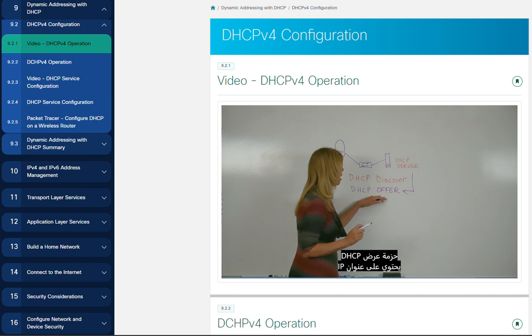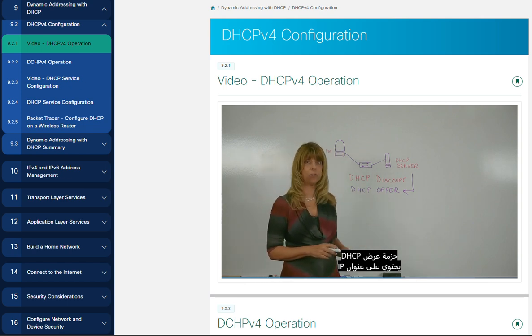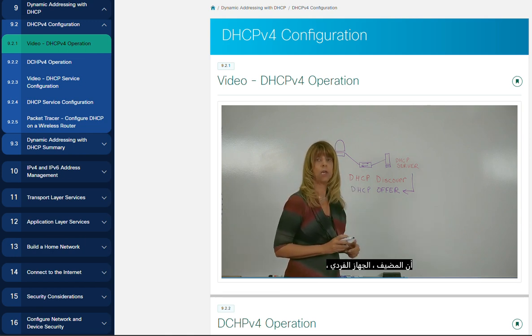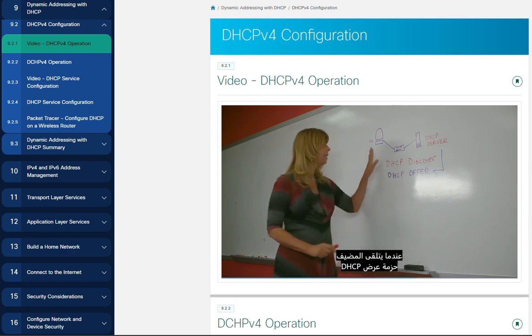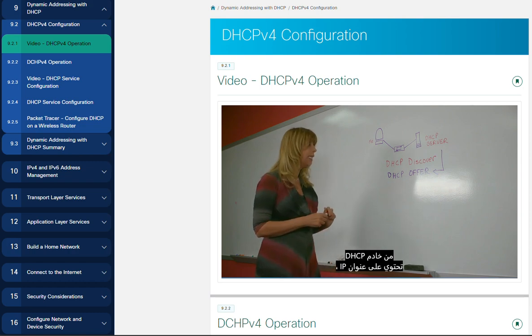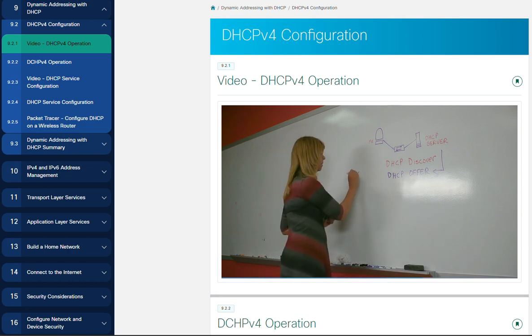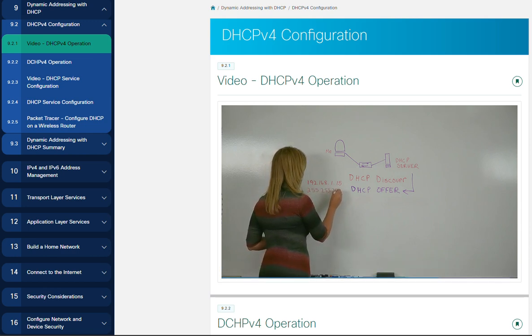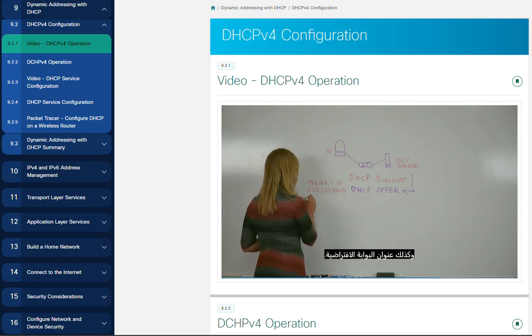The DHCP offer packet contains an IP address that the host, the individual device, could use if it accepts it. When the host receives the DHCP offer packet from the DHCP server containing the IP address, and here's the IP address that was sent, and the subnet mask, as well as the default gateway address.